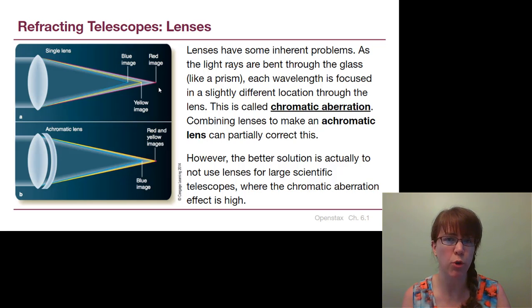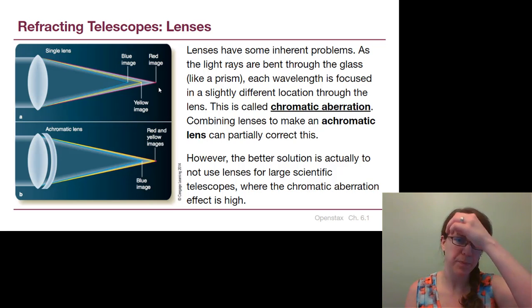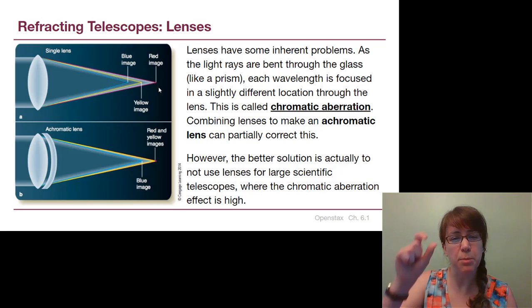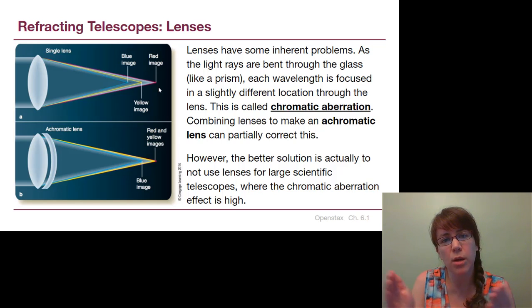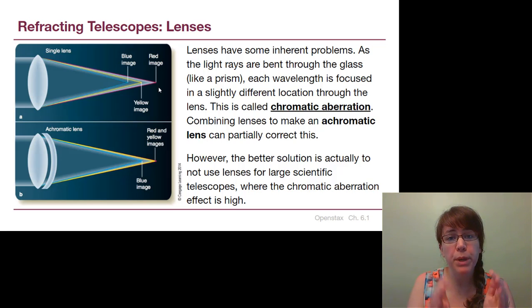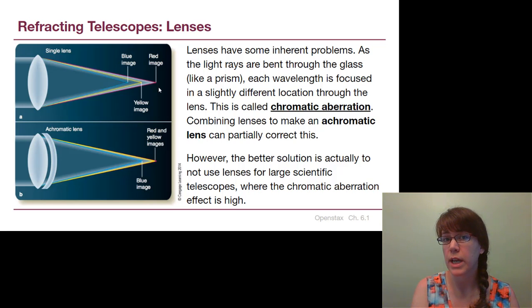This whole issue is called chromatic aberration. That term isn't absolutely essential to us, but we have to recognize it for being a problem with lenses. One way to fix that is to add another piece of glass called an achromatic lens that has a particular shape that will help bring some of those wavelengths together, but it can't fully fix the problem. And the bigger you make your lenses, the more expensive they are.